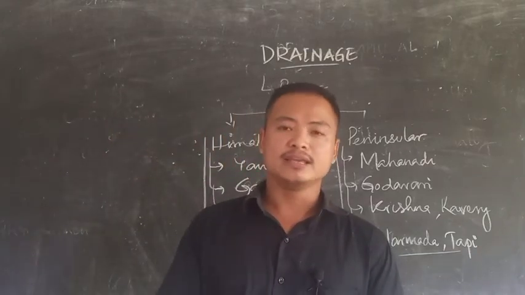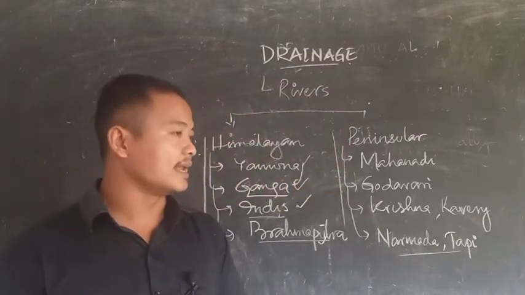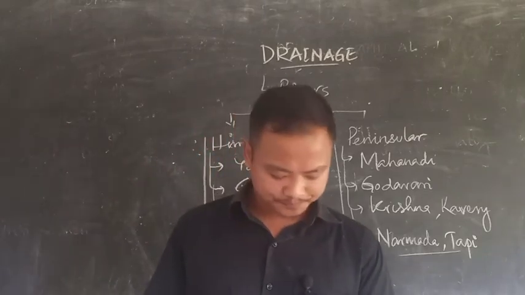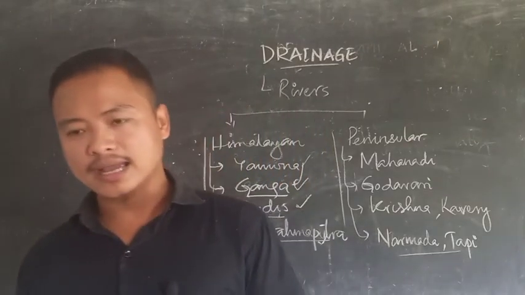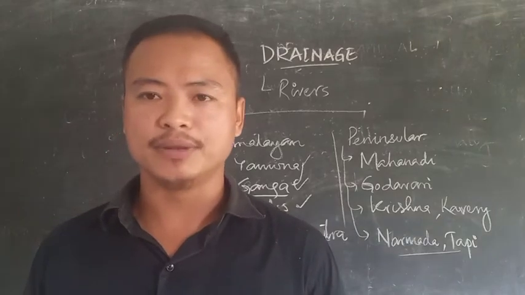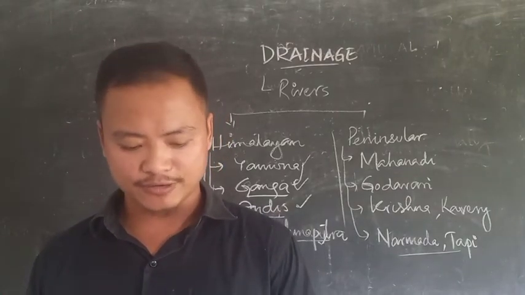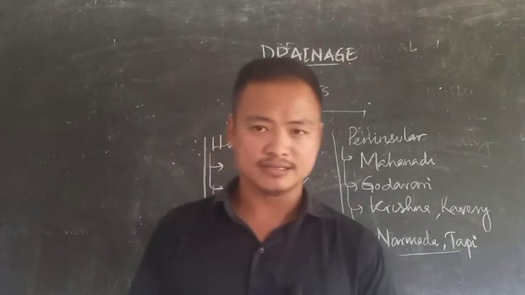The other 2 rivers, Krishna and Kaveri, flow through Karnataka and Andhra Pradesh, and one from Tamil Nadu region, and finally drain into Bay of Bengal, forming the eastern drainage system.